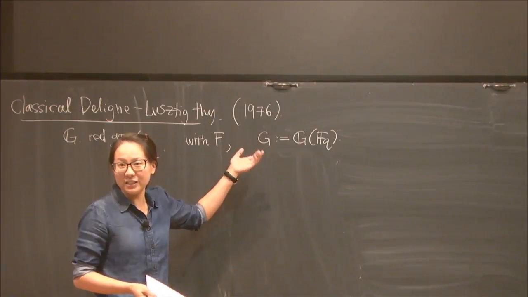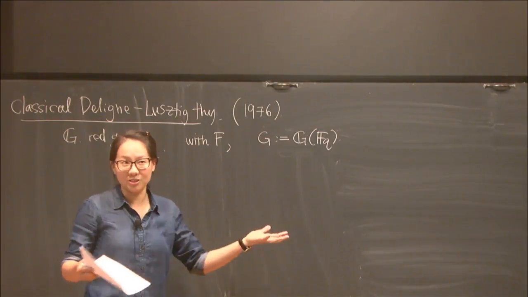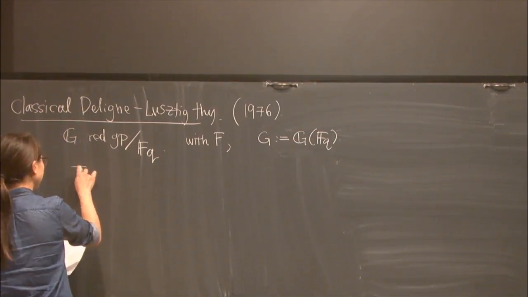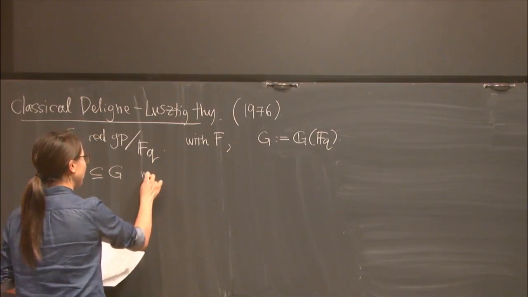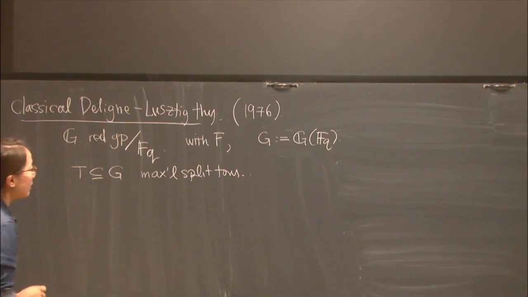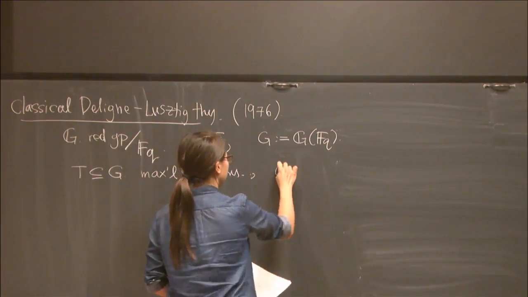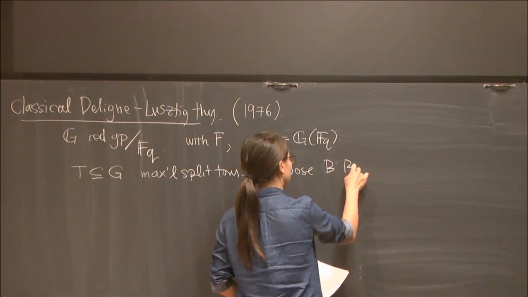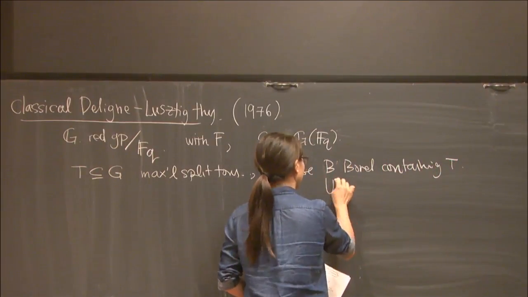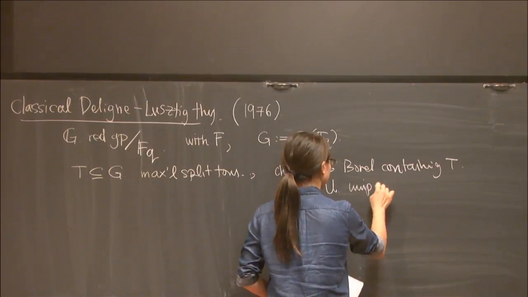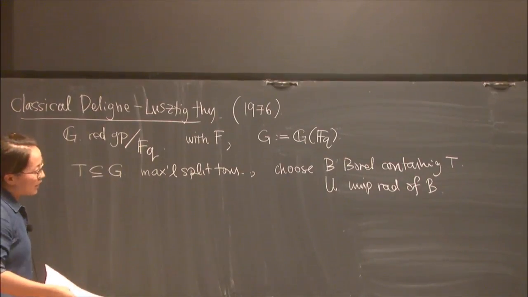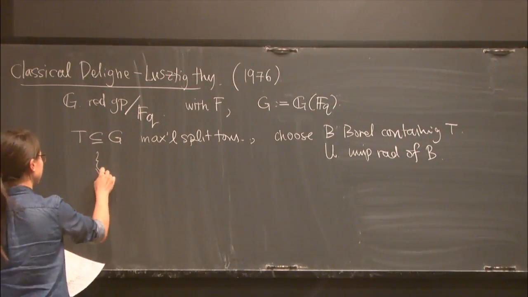And so we can begin by just trying to construct a class of representations by hand. So what's the easiest such class is, well, if I take T inside G to be a maximal split torus, then I can choose a Borel containing it and let U be the unipotent radical of B. And from this, what I get are principal series representations. So let me just remind you what those are.